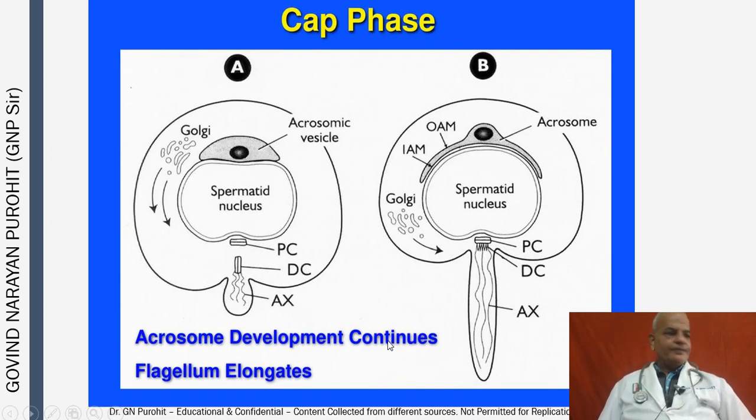During the cap phase, the acrosomic vesicle flattens and begins to form a distinct cap consisting of an outer acrosomal membrane and an inner acrosomal membrane. The Golgi migrates towards the caudal part of the cell. The acrosome development continues and the flagellum elongates. The flagellum, it is elongating.